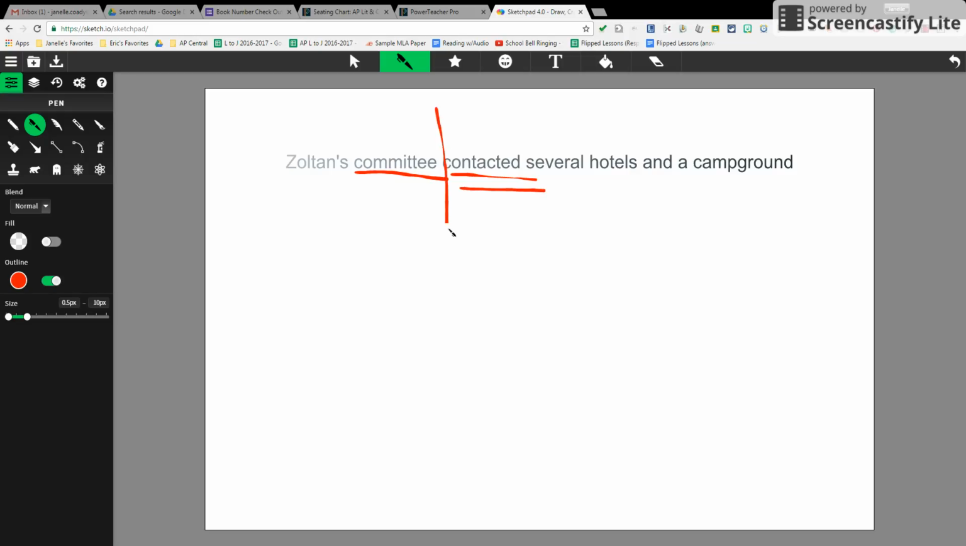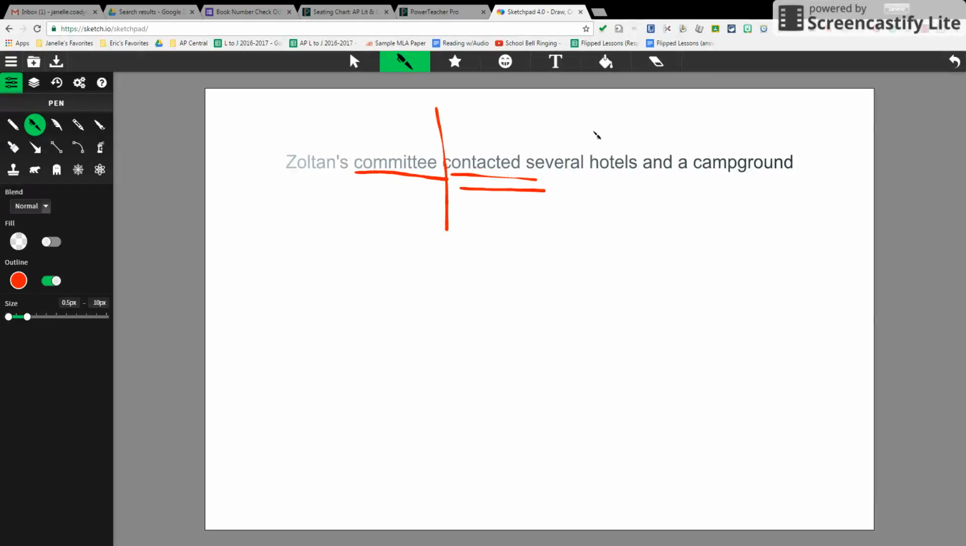I'm going to draw a line between the subject and predicate sides. So I have the subject and verb. The basic component of the sentence is the committee contacted. Then you ask yourself, what did they contact? Whatever answers what of the verb is your direct object. In this case, we have two of them. They contacted hotels and a campground.